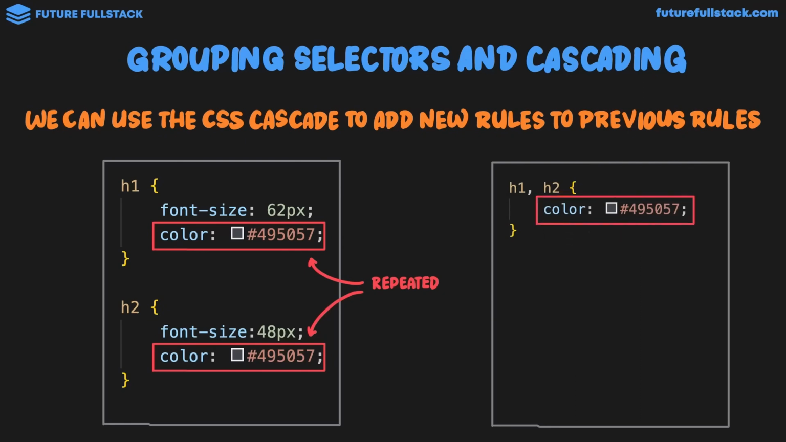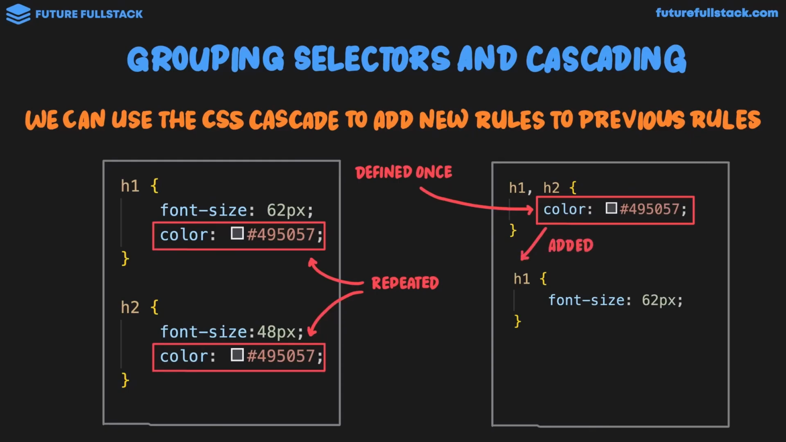And as a result, the property is defined once. We then add in the unique styling. So first, the H1, which has a font size of 62 pixels. And because of the nature of the cascade, this gray color is added to the H1.